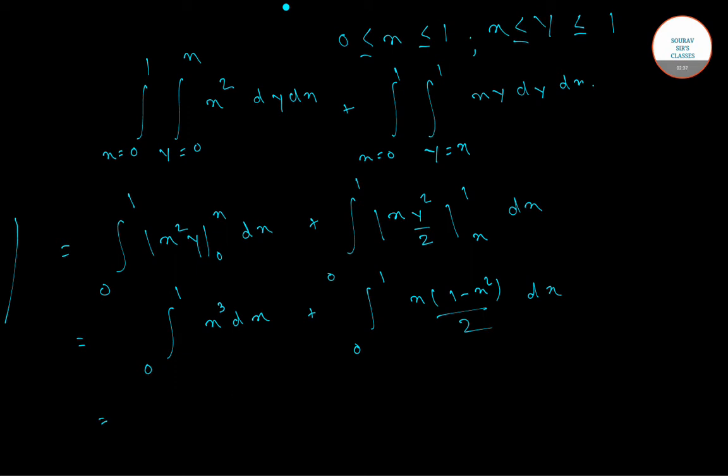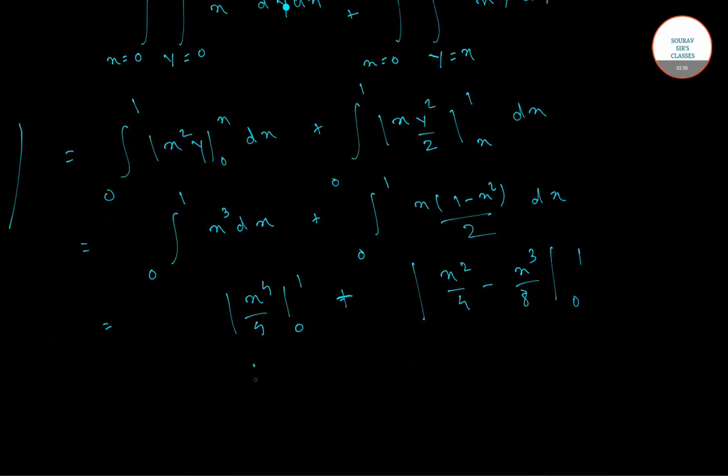x raised to the power 4 divided by 4, where the value of x goes from 0 to 1, plus again x square by 4 minus x cube divided by 8. Here also the value of x goes from 0 to 1. So this is equal to 1 by 4 plus 1 by 4 minus 1 by 8, which is equal to 3 by 8, which is our answer.